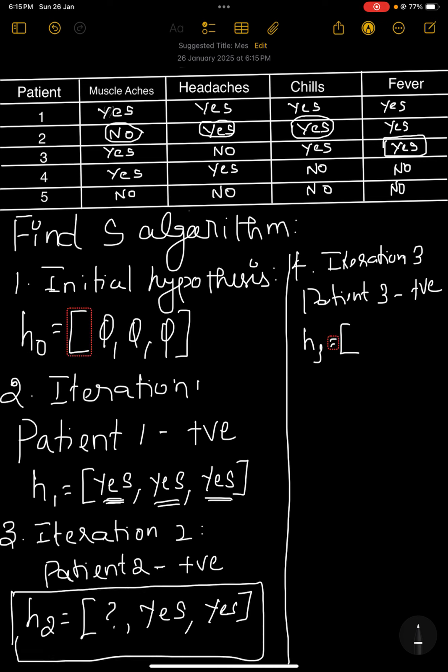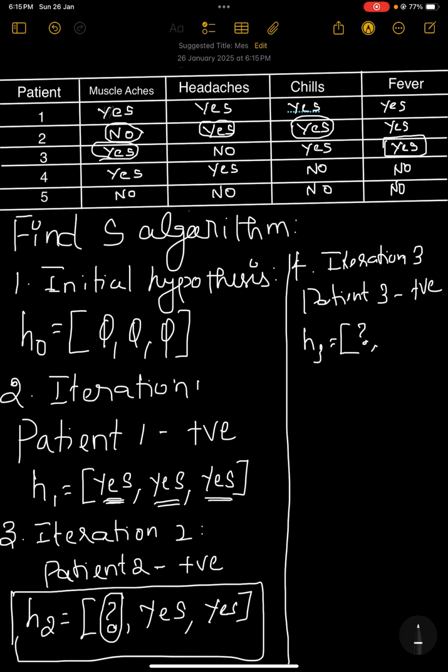So now patient 3's muscle ache value is S. This will be compared with H2. H2 is already revealing that the first attribute, that is the muscle ache attribute, is already a question mark because it keeps on changing. So we do not need to worry about it. Directly we can replace it with a question mark.